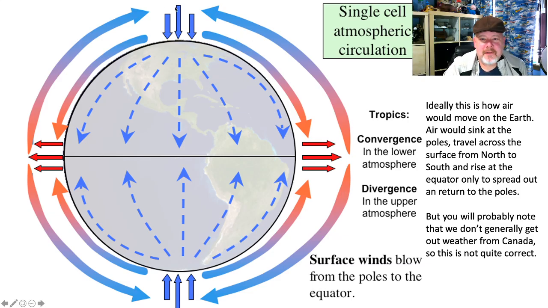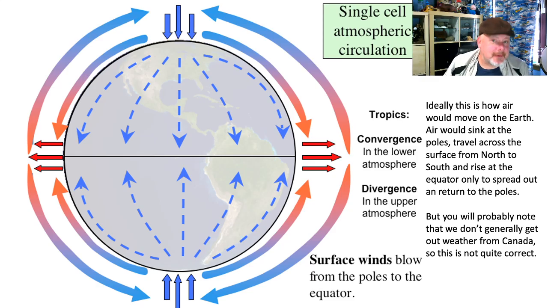You should have air coming down, high pressure, at the poles, traveling across the surface of the Earth in a straight line, heating up, and then going aloft back to the North Pole. Unfortunately, if you've ever paid attention to weather in Seattle, Seattle would be about right here. That would mean we'd always get our weather from Canada. Wind would generally blow in from Canada.